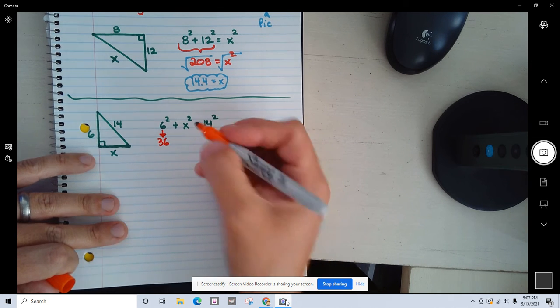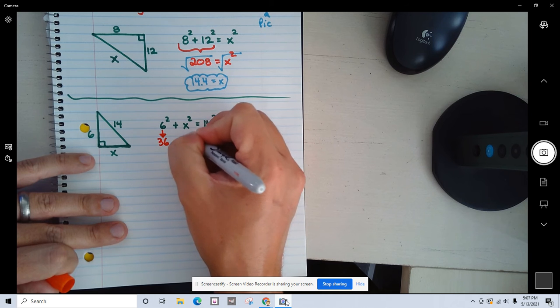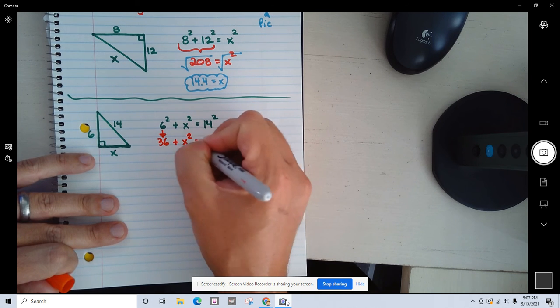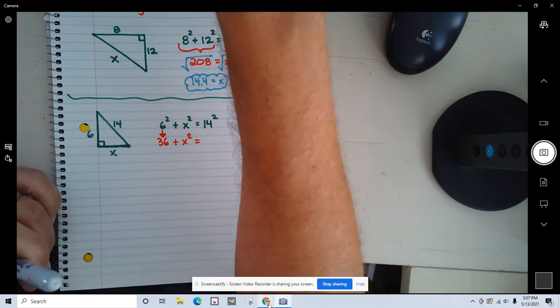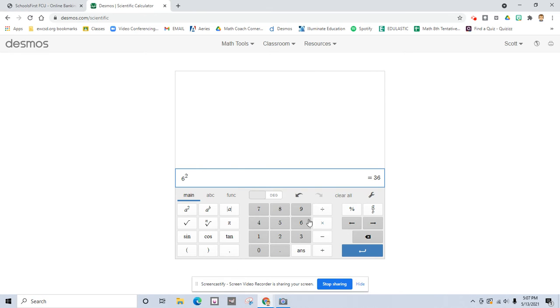Then x squared comes down equals, what's 14 squared? That is something we have to do. So let's go ahead and clear this. I'm going to go 14 squared. And I get 196. All right, I wrote that down.